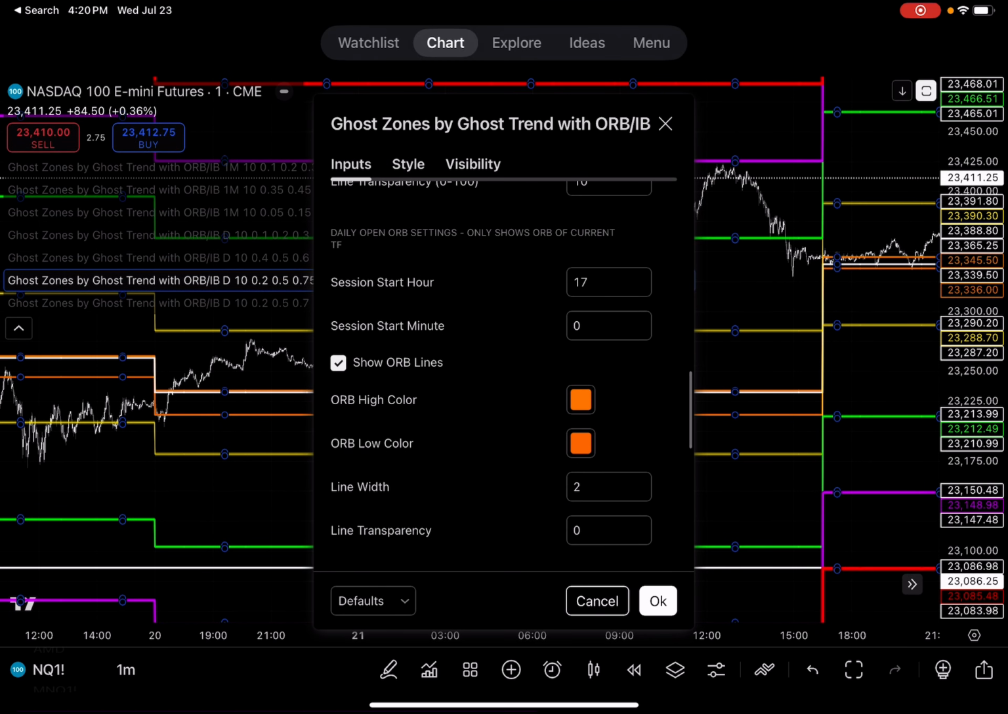Start time's going to be start of day. Whatever that is for you, make sure it's at 1700 or whatever start of the session is. Like I said, for me, Central Standard Time, it's 1700, 5 o'clock in the afternoon. If you're in the Eastern board, it depends on where you are. If you're on the other side of the world, whatever the daily open is for your time zone, put that on there. It should line up with the white line on the Ghost Zones.